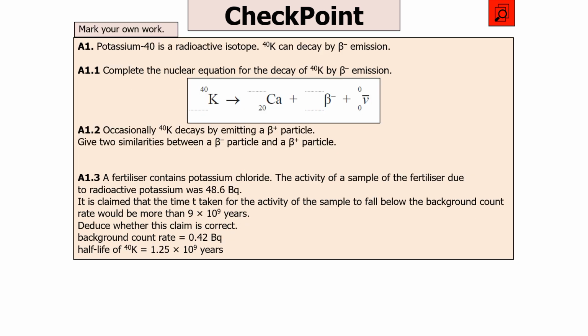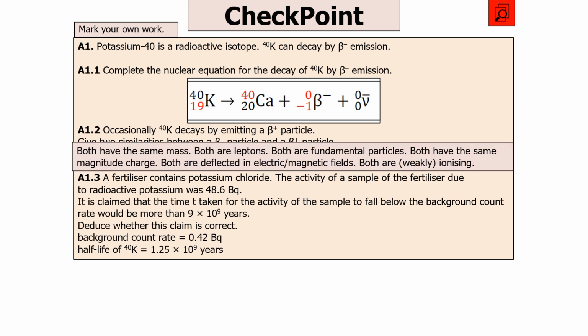Right, we should know that in this next one, calcium has 20 protons and by beta minus emission it's gained a proton, so potassium must be 19, but the overall nucleon number stays the same, so calcium has 40, and we also know that beta minus particle is always 0 minus 1.